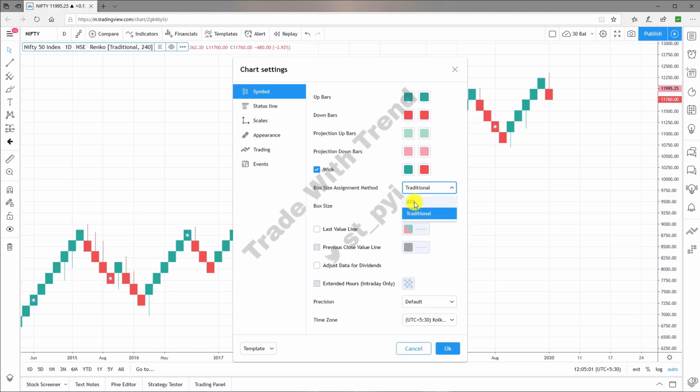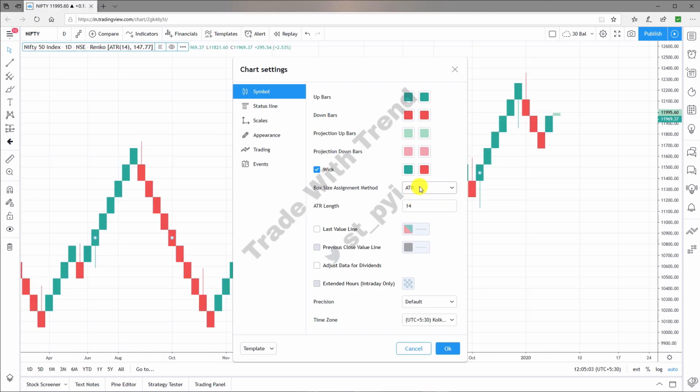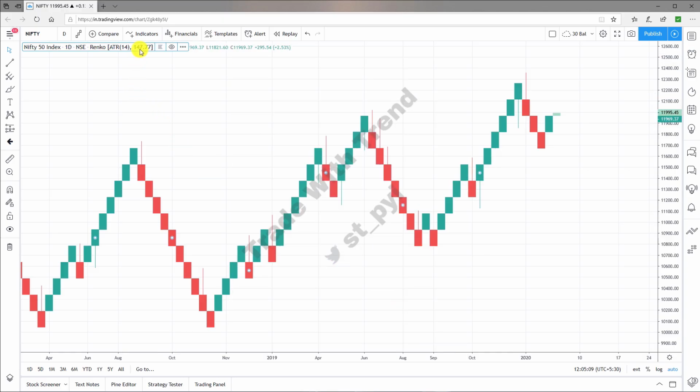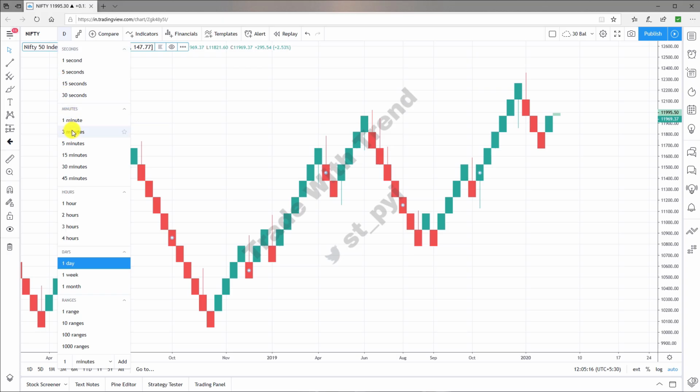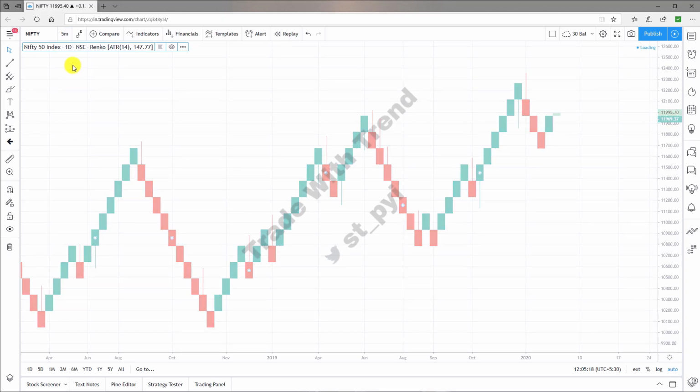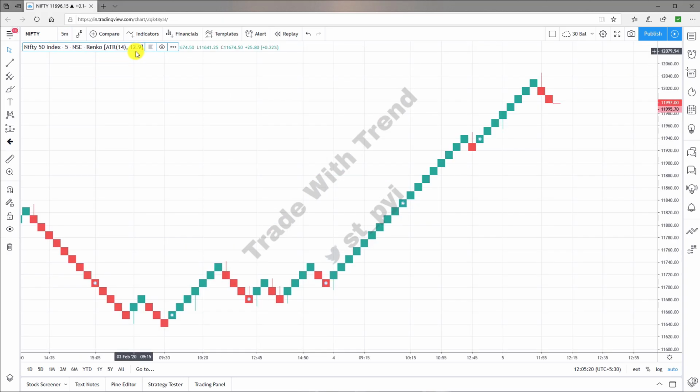Now the second method is the ATR method. Under the ATR method, the default average true range value is 14, and the brick size, if you see, is determined automatically by TradingView software. So this is the daily time frame chart. If I switch down to something like a 5-minute time frame chart, you will automatically see this value change.